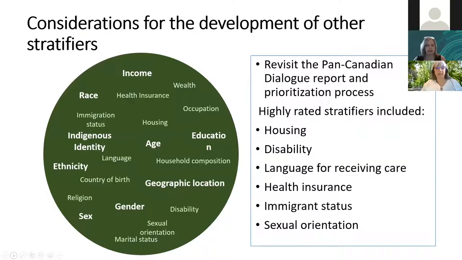While not in scope for this year, considerations for the expansion of stratifiers could include the following: housing, disability, language for receiving care, health insurance, immigrant status, and sexual orientation. And I just wanted to flag that the process that was used to identify these concepts within the Pan-Canadian dialogue consisted of a variety of different approaches: in-person consensus building exercises, reviewing survey results of potential stratifiers, round robin exercises, and ranking and then selection. Next slide.